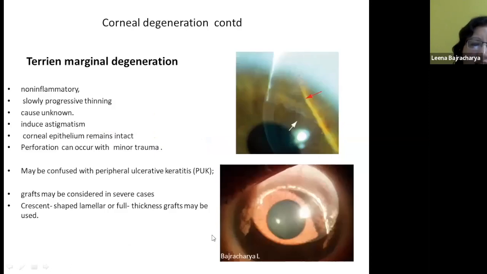Terrien's marginal degeneration is also a type of degeneration, whose cause is unknown. It can induce astigmatism, and it is characterized by thinning in the periphery. It starts in the periphery and gradually progresses circumferentially, and when we look closely, there will be fine blood vessels along with the lipid deposition.